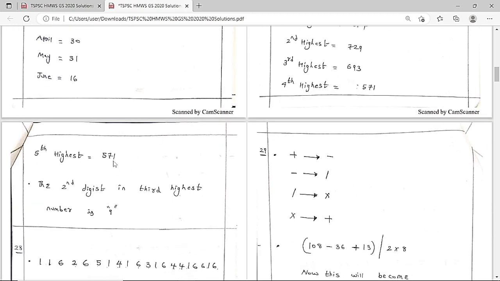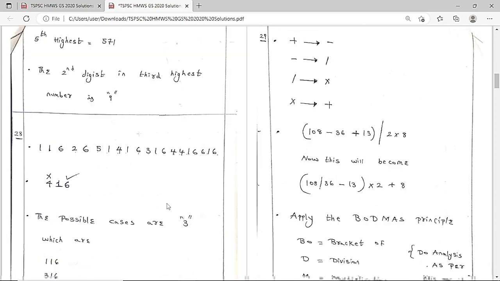So the third highest number is 693. Then what is the second digit in the third highest number? 9. So 9 is the correct solution of this question. So this is the correct solution of this question.